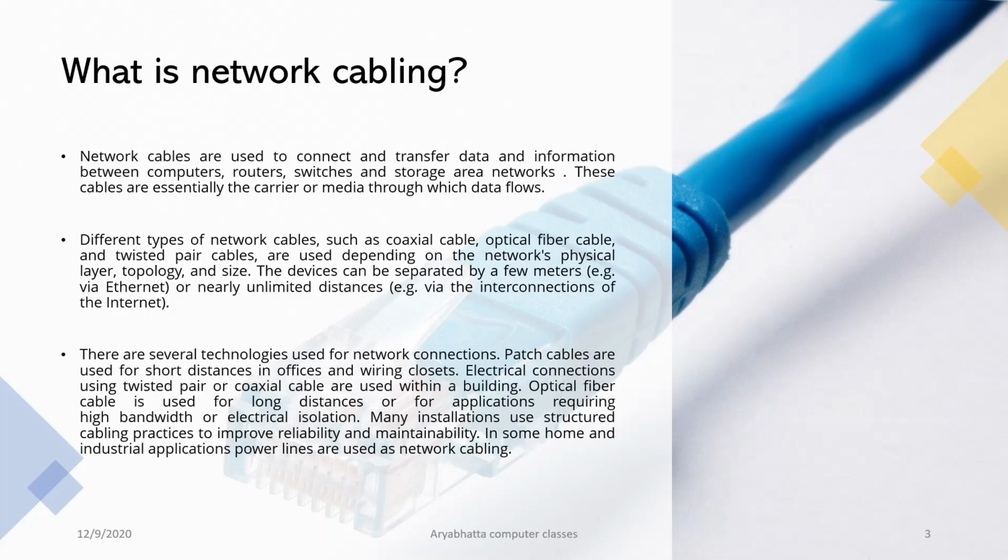There are several technologies used for network connection. Patch cables are used for short distances in offices and wiring closets. Electrical connections using twisted pair or coaxial cable are used within a building. Optical fiber cable is used for long distances or for applications requiring high bandwidth or electrical isolation. Many installations use structured cabling practice to improve reliability and maintainability. In some home and industrial applications, power lines are used as network cabling.